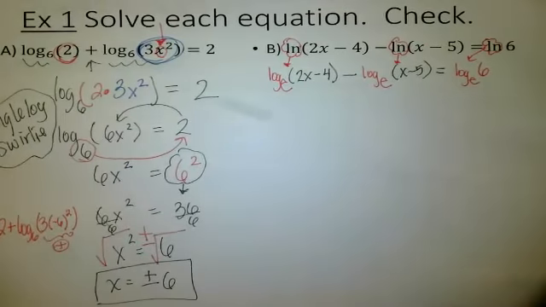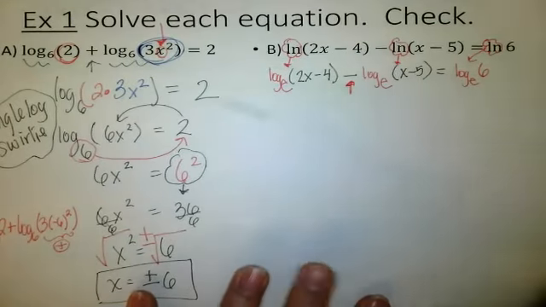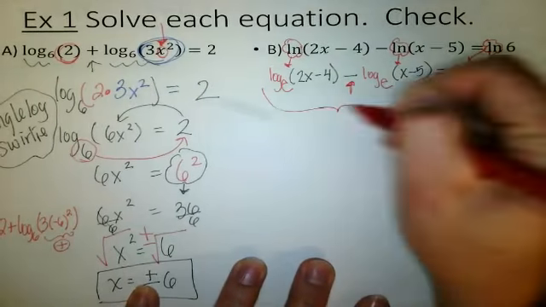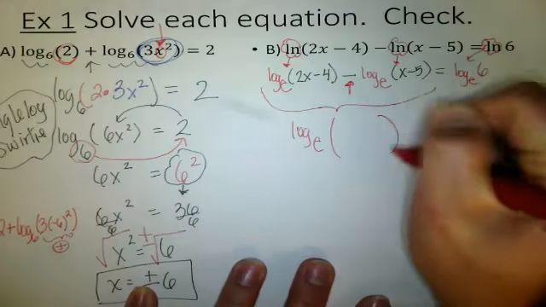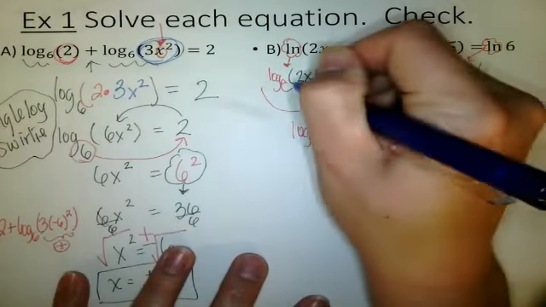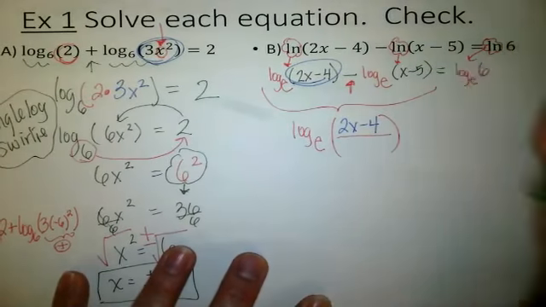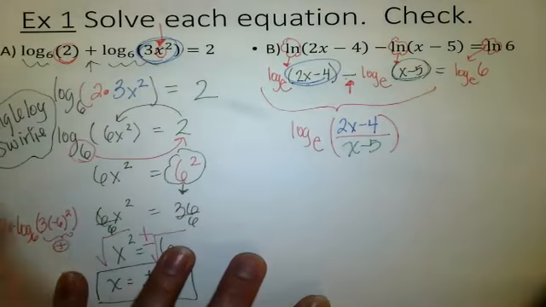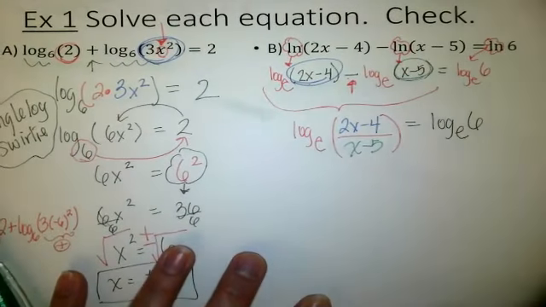Okay, so now that we know this is log base e, what property is allowing me to subtract the logs? The division property. So I'm going to condense this whole left side into a single log base e and write my division. What goes on top? The 2x minus 4 is going on top. What goes on bottom? The x minus 5. Good. Top minus bottom. And that's supposed to equal log base e of 6.